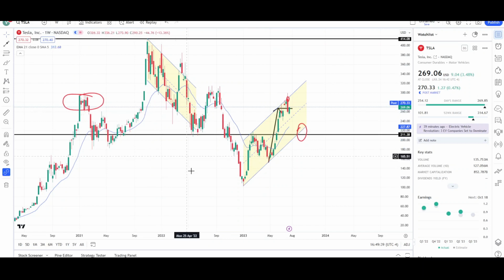So I'm going to erase that. So 2 large legs down. We got back above this key level, which was like the $200 level, the low 200s. It was previously strong support. Then it started acting as resistance. Now we broke above it. So I'm looking for price to come back to retest it.